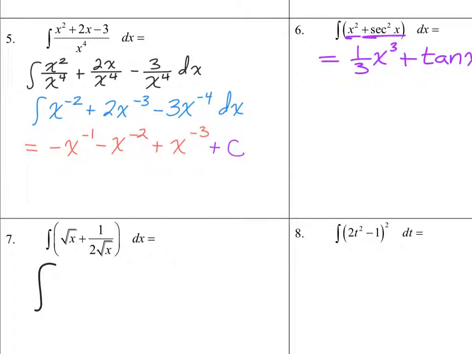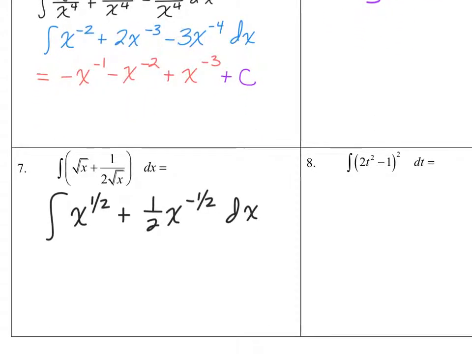So a rewrite on number 7, I'd write it as x to the 1/2 plus 1/2 x to the negative 1/2. You could write it other ways, I suppose. Maybe consider rationalizing the denominator. But if our goal is to get it into a power rule looking format, then this would be the way to go.